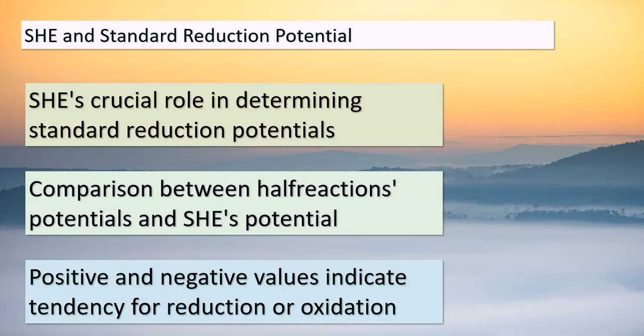Now, we're going to compare the potentials of other half reactions to the potential of the SHE. When we see positive values, it means there's a leaning towards reduction. On the flip side, negative values suggest an inclination for oxidation. It's like chemistry's way of telling us which way the reaction might go. Here's where it gets interesting. The potential difference between our reference, the SHE, and those other reactions gives us a sneak peek into their reactivity.